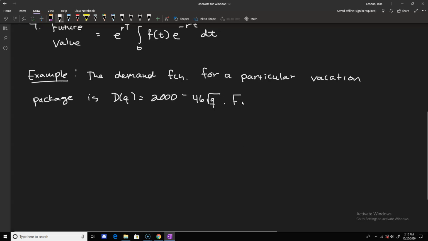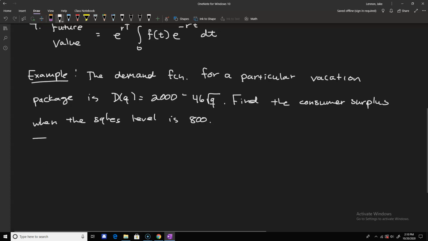So what we want to do is find the consumer surplus when the sales level is 800. So they're giving us capital Q there. Again, we're going to need capital P in order to set up our problem. So we need to know the equilibrium point, both the price and the quantity. So capital P, we just plug in that 800 into our demand curve, 2,000 minus 46 times the square root of 800. And this comes out to 698.92. So that's our equilibrium price.